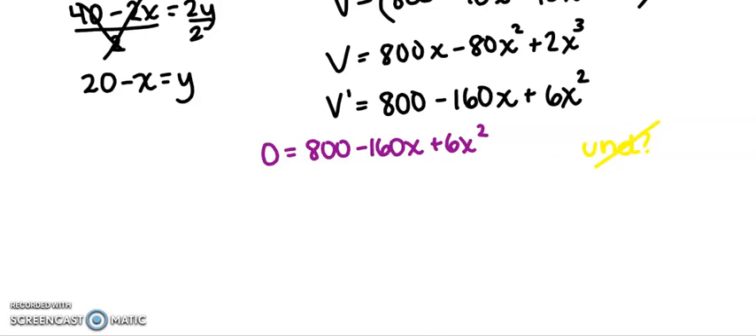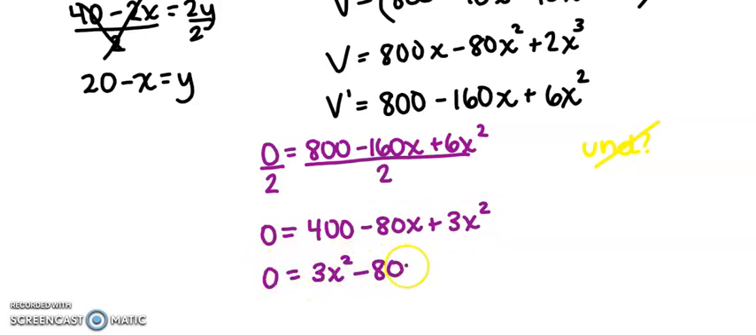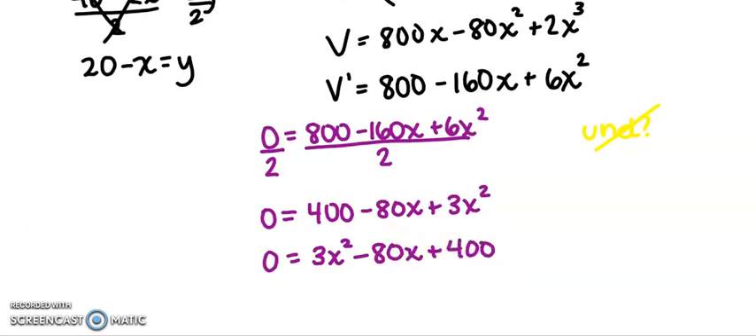No matter what, though, I'm going to make my numbers a little bit smaller by dividing all of this by 2. And I can do that because 0 divided by 2 is just 0. This then becomes 400 minus 80x plus 3x squared. I'm then going to write this in standard form so that I could try to factor this if I wanted to.